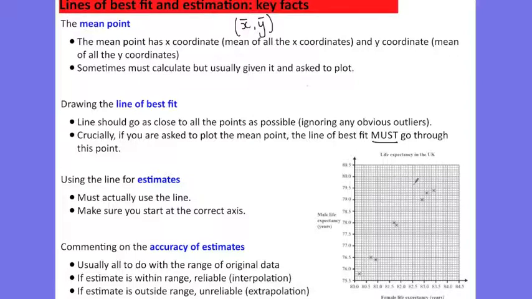When this happens, the reliability of the estimate is questionable. The mathematical word that we use to describe this situation where we are estimating outside the range is called extrapolation. So you are extrapolating beyond the range.